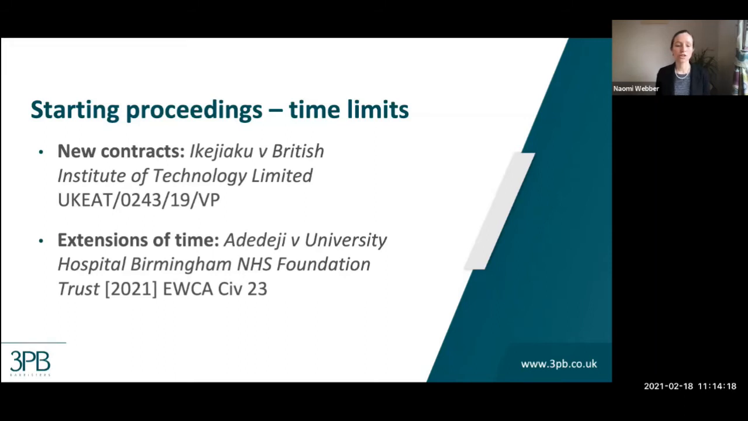The best approach, he said in this case, is for a tribunal to assess all of the factors, and in particular, without putting any one factor above the others. In particular, it is relevant, the length of the delay and the reasons for that delay. So those are two recent cases on time limits. That concludes the section on starting proceedings.